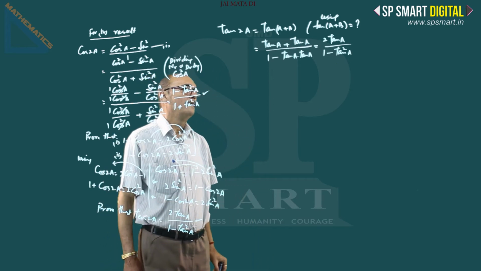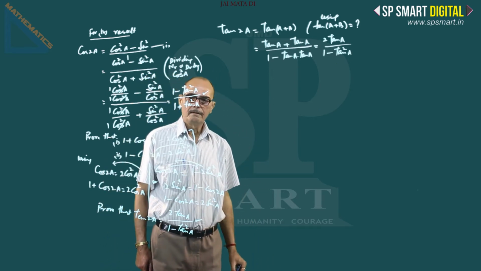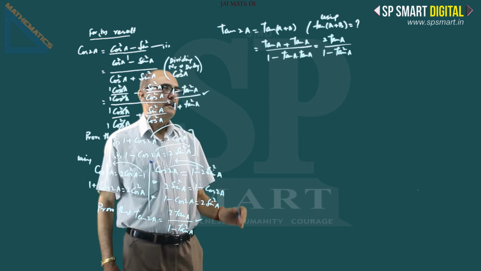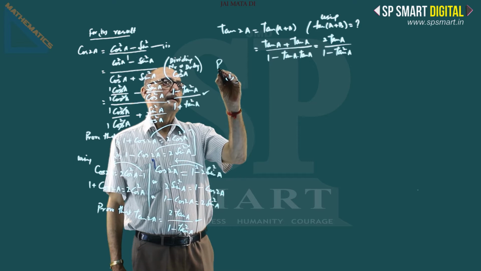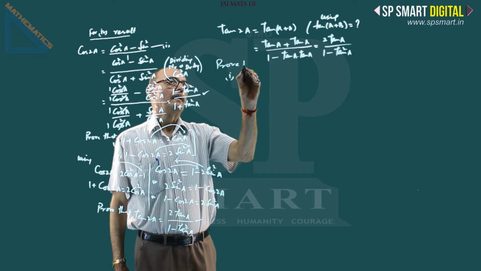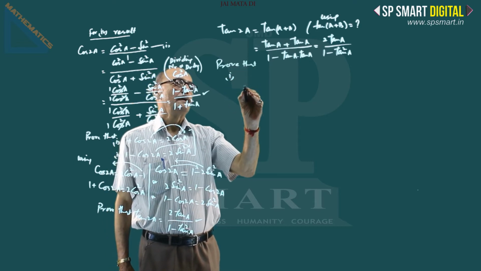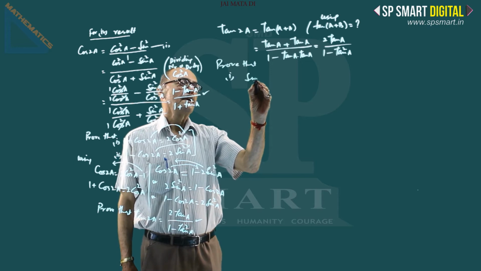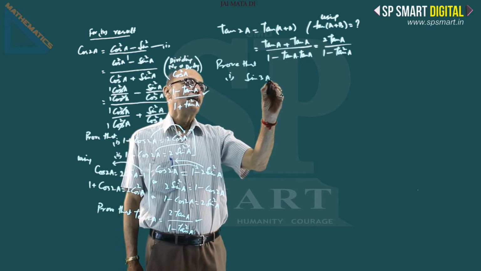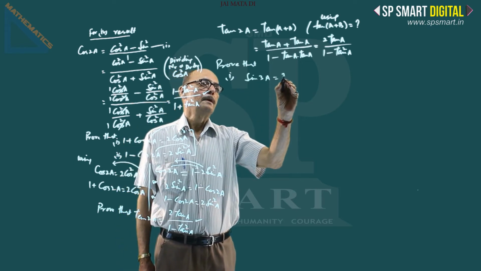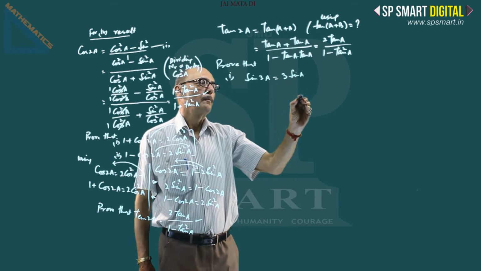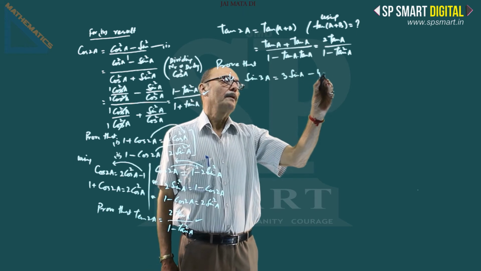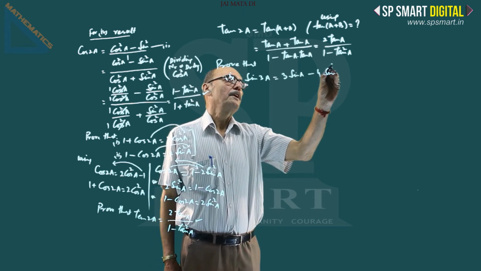Well, thereafter we have 3 different formulas. Prove that sin 3A equals 3 sin A minus 4 sin cube A.